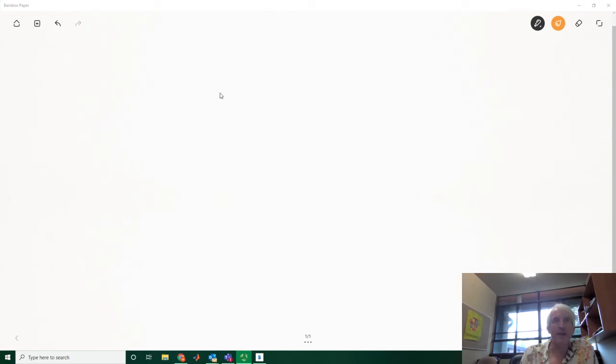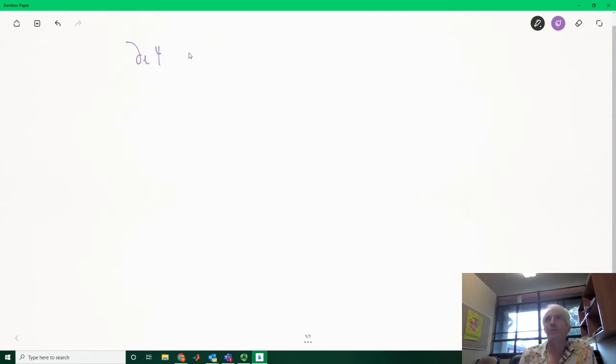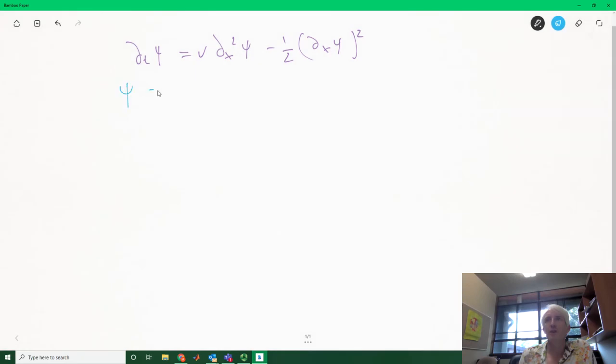So let's just write that equation out again. Okay, I'm trying to avoid this yellow. I reckon it's not easy to see. I'm going to do it in purple. So this equation is dt psi is equal to nu dx squared psi minus a half dx psi squared. And then we go and introduce this transformation. Someone has studied this equation before, and this transformation is going to linearize this equation. Okay, so it is not at all obvious what is going to happen here, but a miracle is going to happen. Let's see how that works.